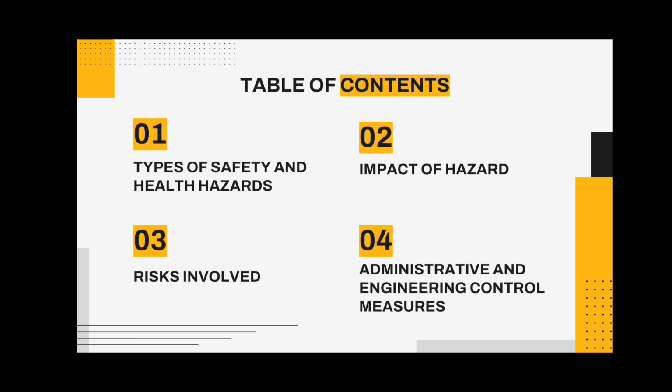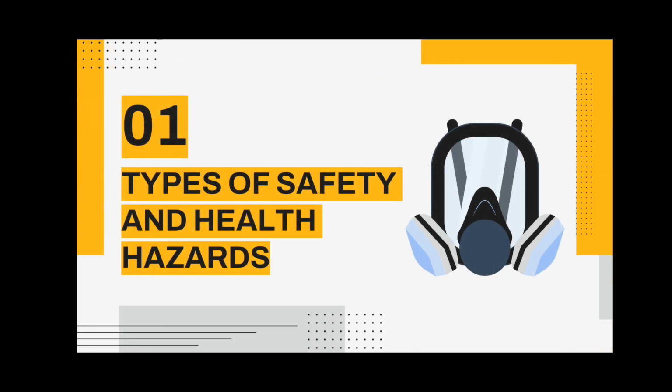This is the content that we will cover in this presentation. The first one is type of safety and health hazards. The second one is impact of hazard. The third one is risk involved. And the last one is administrative and engineering countermeasures. We will start with our first content, which is type of safety and health hazards.